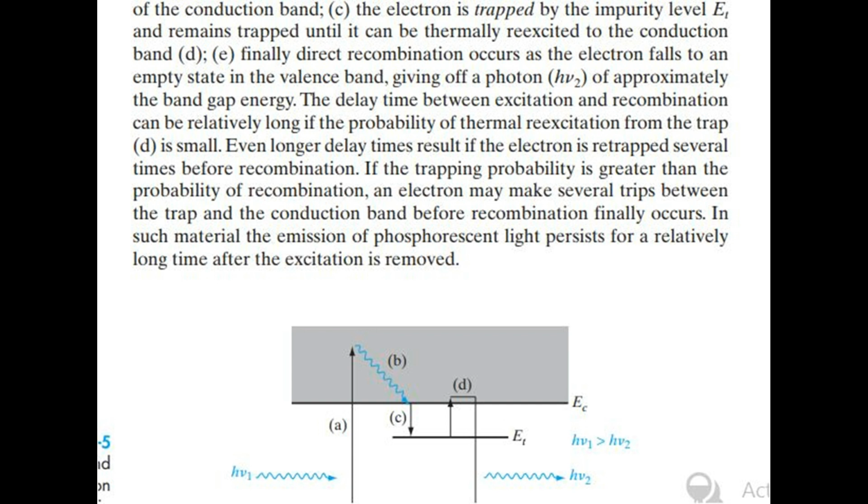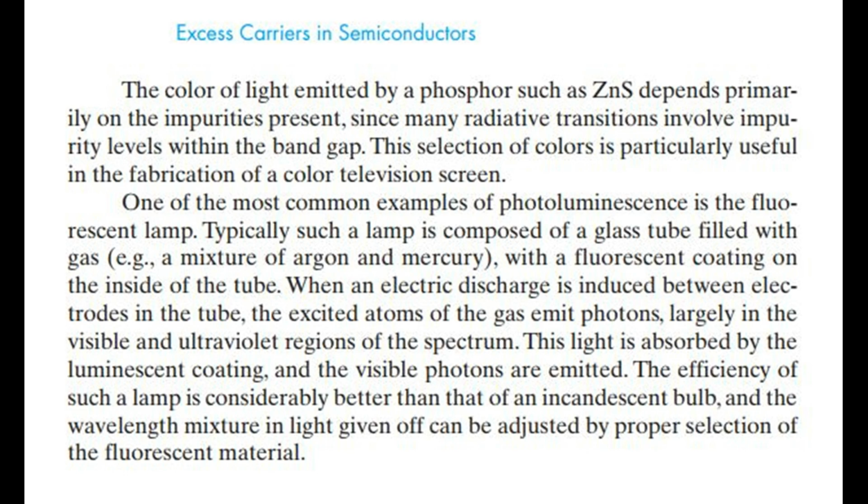If the trapping probability is greater than the probability of recombination, an electron may make several trips between the trap and the conduction band before recombination finally occurs. In such material, the emission of phosphorescent light persists for a relatively long time after the excitation is removed. Figure 4.5. Excitation and recombination mechanisms in photoluminescence with a trapping level for electrons.